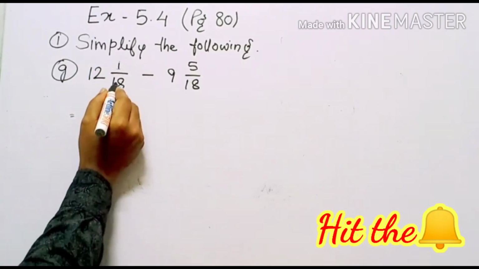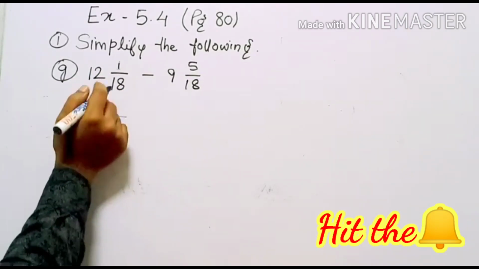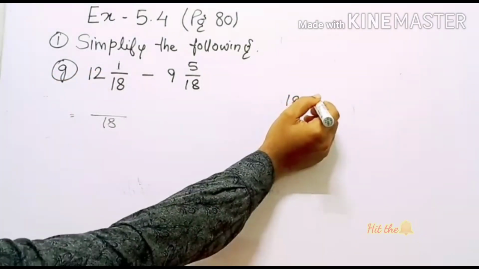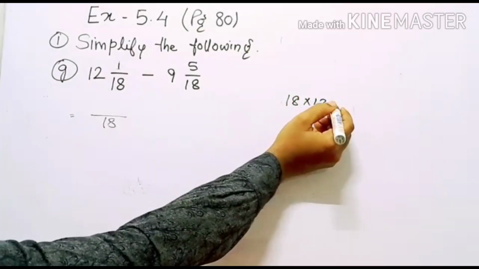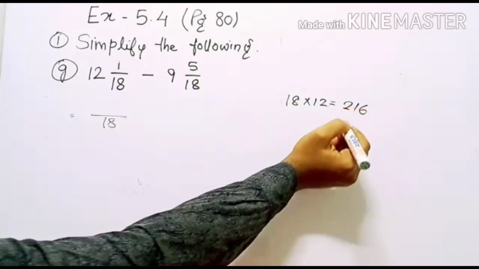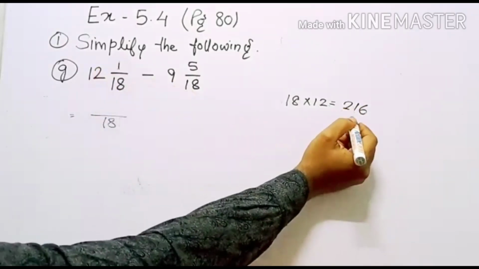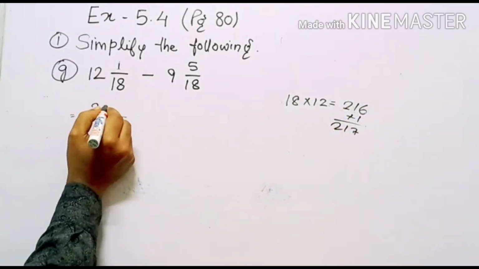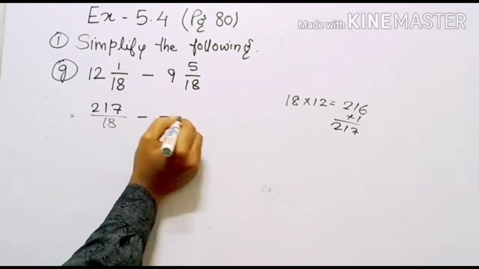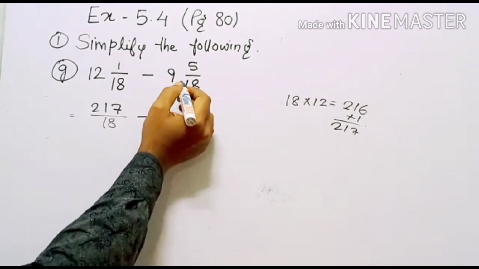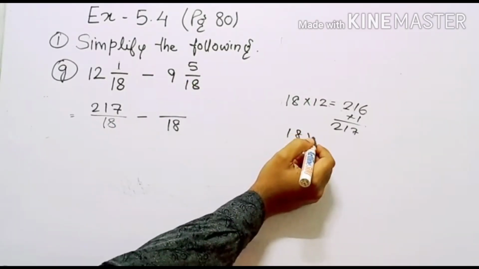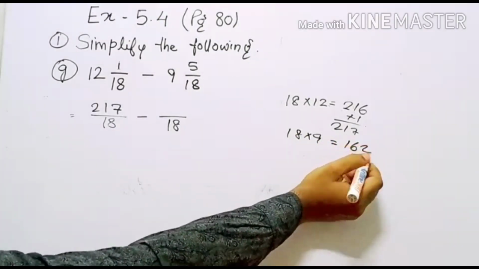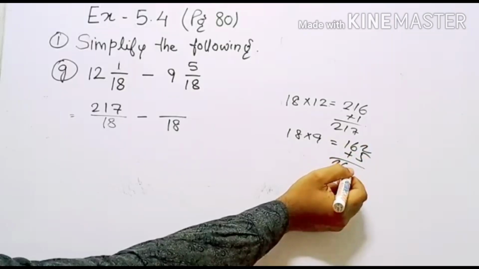So note down the denominator and multiply 18 with 12. We get 216. Now plus 1 over there. So 217 minus, again write down the denominator and multiply 18 with 9. The answer is 162 plus 5, it's 167.